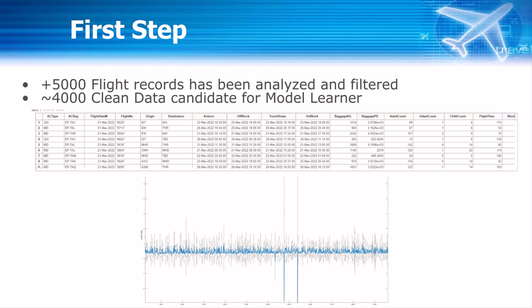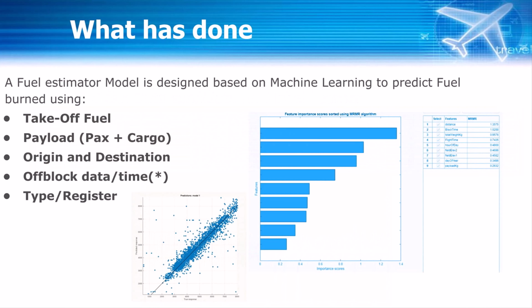I have about 4,000 clean data records for a specific type, and then I'm going to create a regression learner app based on a limited number of features such as takeoff fuel, payloads, origin and destination, the distance, field elevation, and so on. I'm going to walk you through all these steps in this video, so stick to the video and let's analyze our airline income.